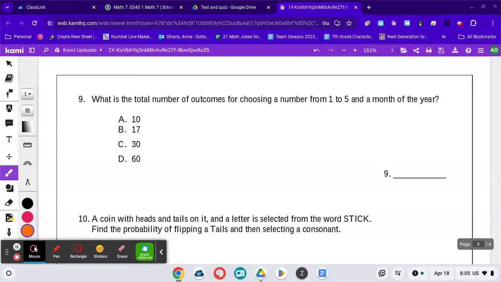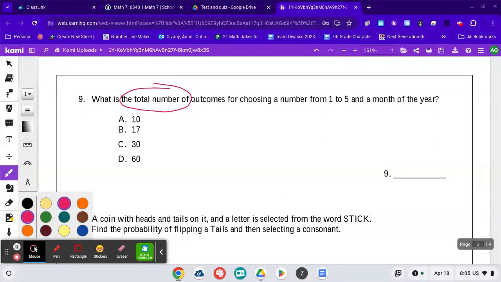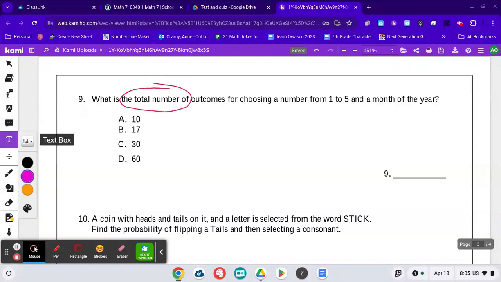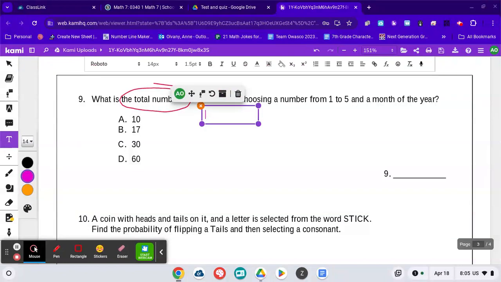Page 3 of Chapter 7 review starts with number 9. What is the total number of outcomes for choosing a number from 1 to 5 and a month of the year? So again, total number does not mean that we have to draw anything or do anything.